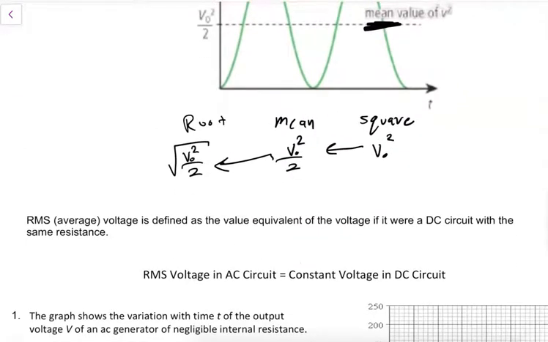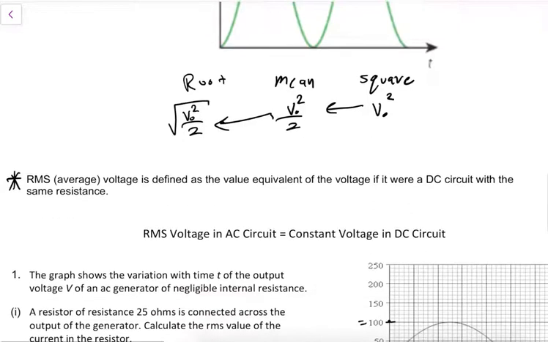So let's look at what these RMS values really mean. The RMS or average voltage is defined as the value equivalent of the voltage if it were a DC circuit with the same resistance. So if you put two circuits side by side, one AC and one DC, in order for those to produce the same power output, the RMS values for voltage and current must equal the direct voltage and current values. So that's our connection, and that's why we do it. RMS voltage in an AC circuit is equal to the constant voltage in a DC circuit.